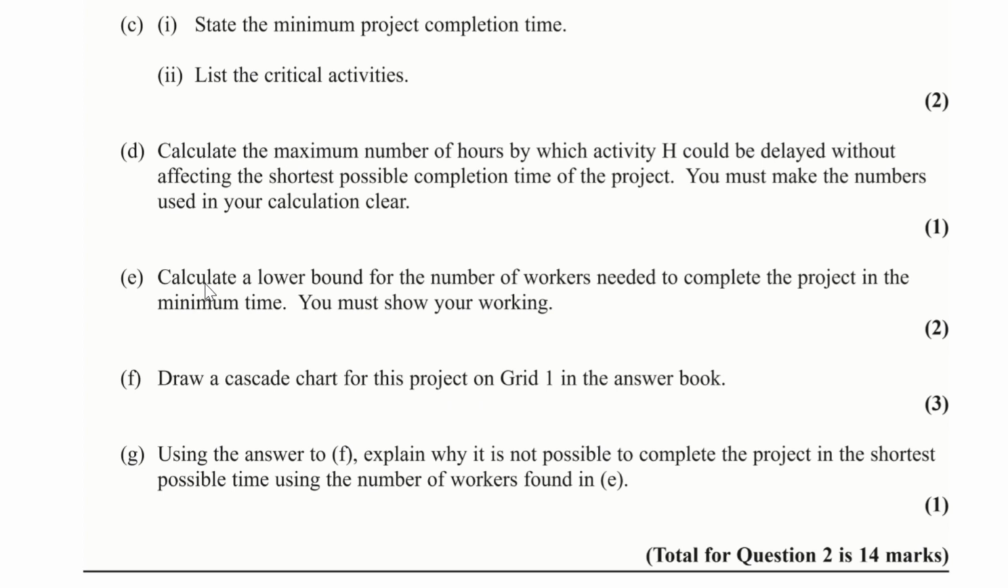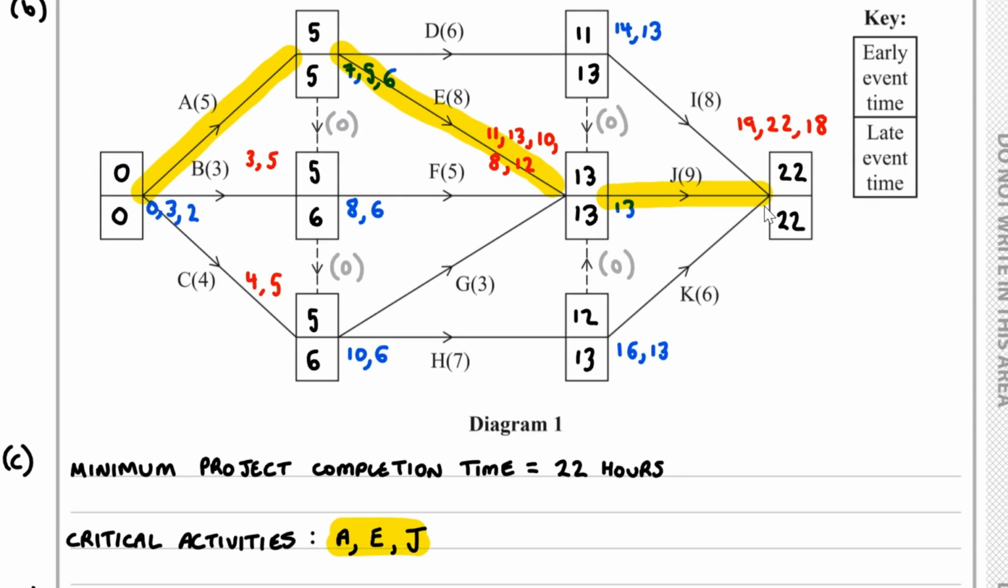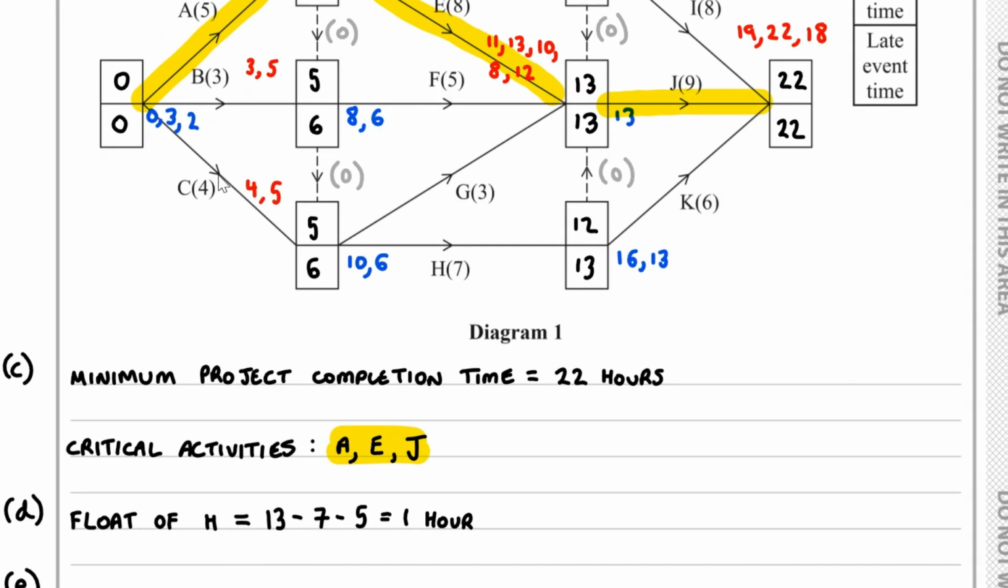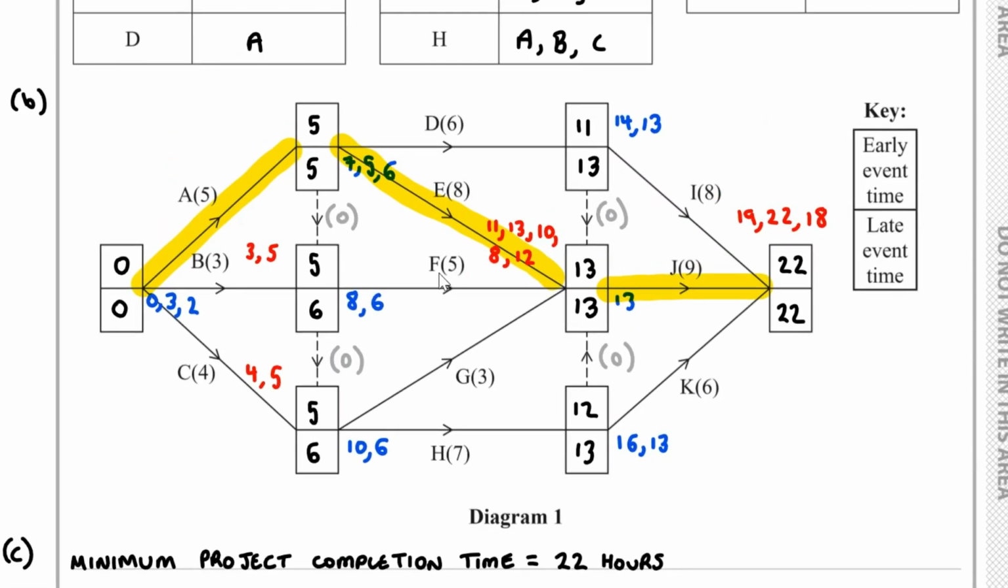For part A of the question, we have to calculate a lower bound for the number of workers needed to complete the project in the minimum time. You must show your working. So what we have to do over here is add together all the different activities. So let's do that. For part A, we've got A, B and C being 5 plus 3 plus 4. Then we've got D, E, F, G and H.